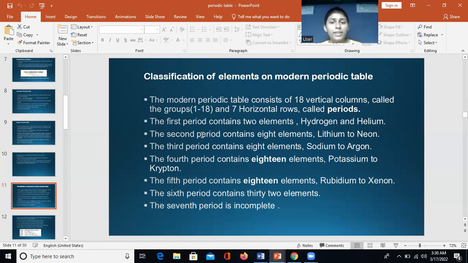Then the fourth period contains 18 elements, potassium to krypton. Then the fifth period contains 18 elements, that is from rubidium to xenon. The sixth period contains 32 elements, and finally the seventh period is incomplete. According to the modern periodic table, these are the classification of elements on modern periodic table.